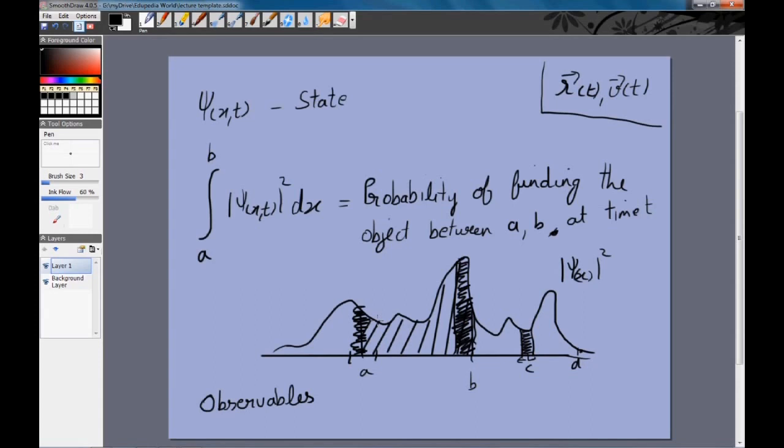Notice there's a difference between indeterminate and uncertain. The position is uncertain, but it is completely determined. We know what the particle's position is. It has a certain probability of being between A and B, a certain probability of being near C, and so on.